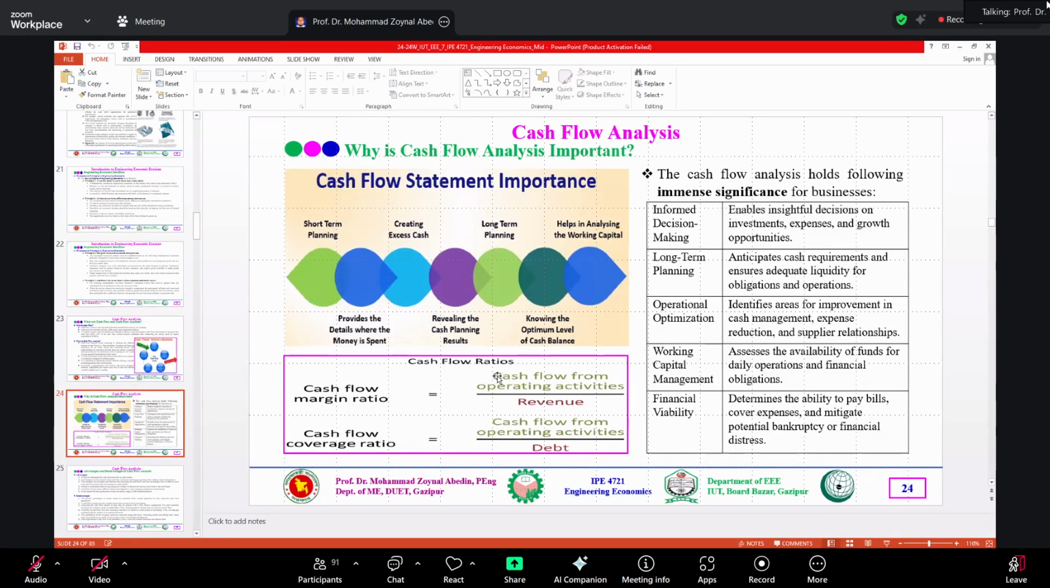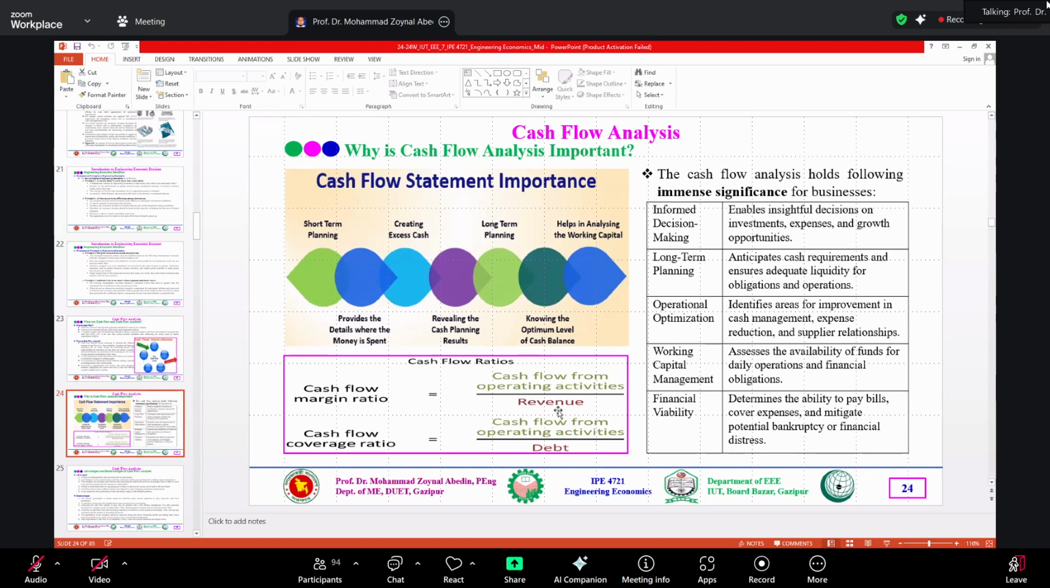So cash flow ratios, cash flow margin ratio, one, cash flow coverage ratio. There are two equations. What is the definition of cash flow margin ratio? Cash flow margin ratio is a ratio of cash flow from operating activities divided by revenue. Revenue means the income. So cash flow margin ratio is the ratio of cash flow from operating activities divided by revenue. On the other hand, cash flow coverage ratio equal to cash flow from the operating activities divided by debt.